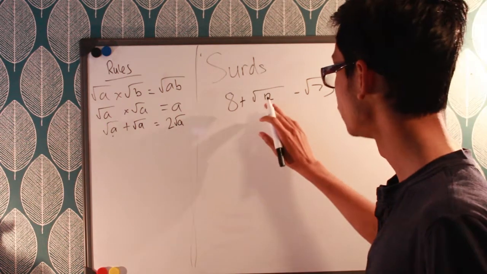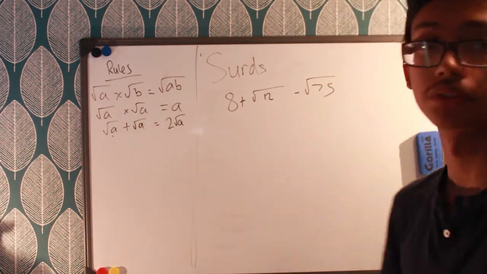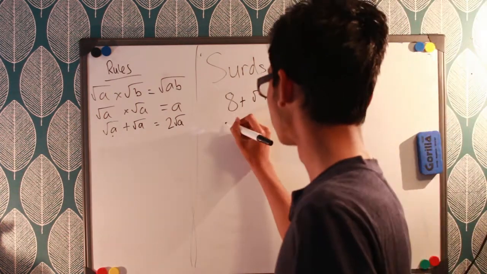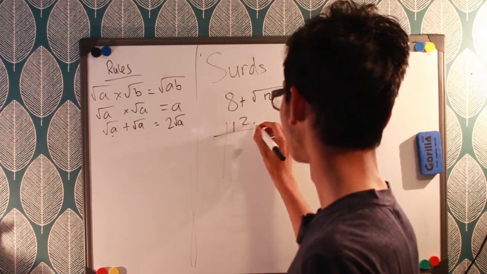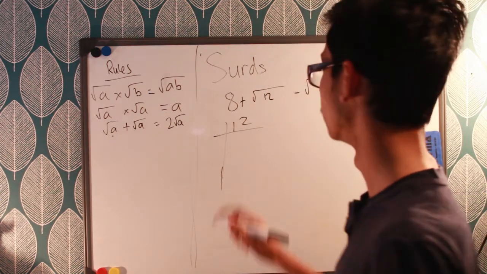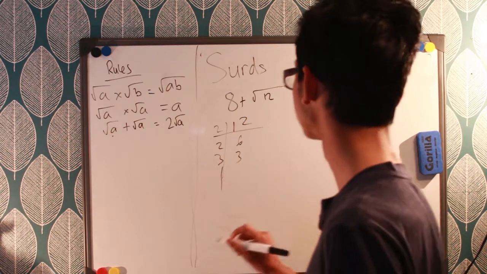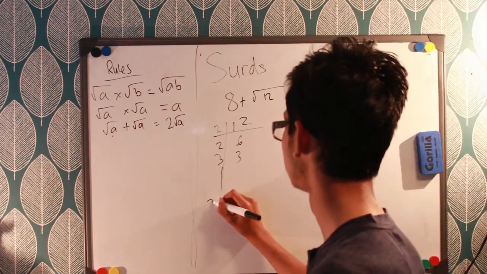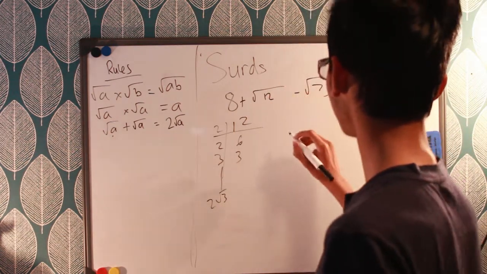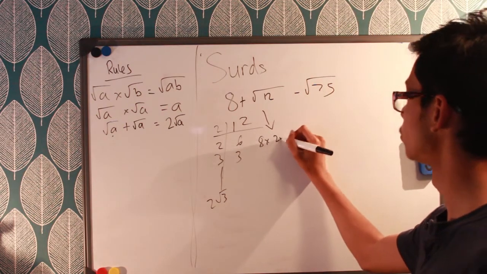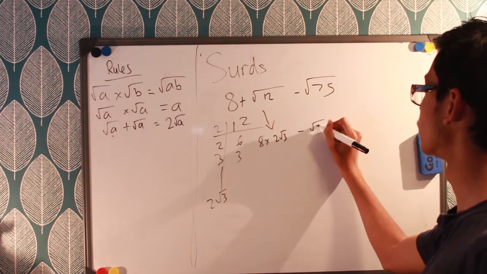So okay, we need to break down root 12 and root 75. Firstly, I'll break down root 12 because it's quicker to break down. I'll do the prime factorization method because that's the method I'm comfortable with. So 2, that's going to be a 6, another 2, that's going to be a 3, so that's a 3. So that's going to be 2 root 3. So I know this is going to be 8 plus 2 root 3 minus root 75.